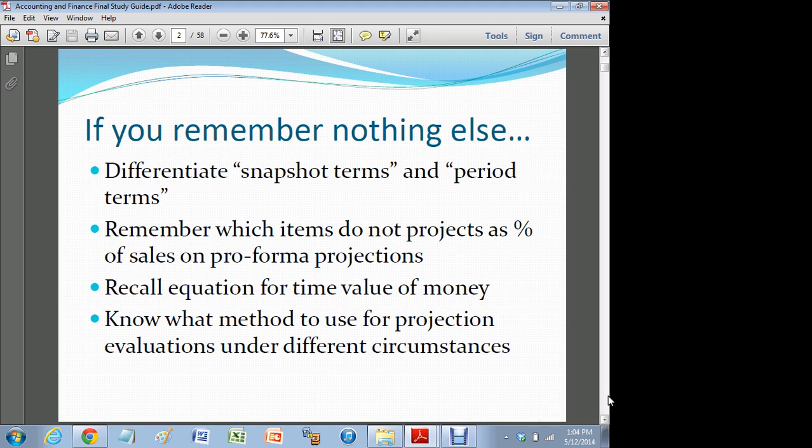And then when it comes to the pro forma projections, one thing to remember is to figure out which of the terms don't perform as a percentage of sales. Those are the exceptions. The other ones are more straightforward.